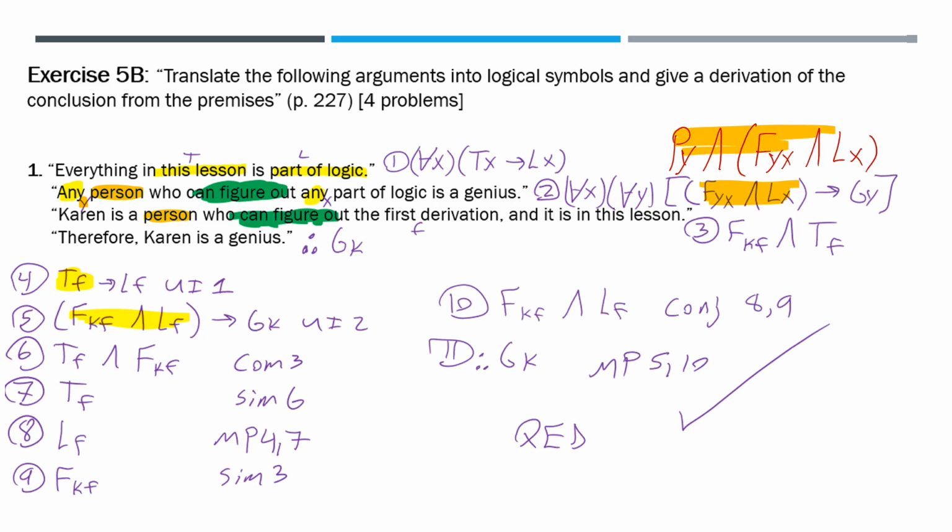This would be our new antecedent for premise 2, and likewise, we would have to modify premise 3 to include the fact that Karen is a person. So we'll say Pk and Fkf and Tf. This will be our new premise 3.